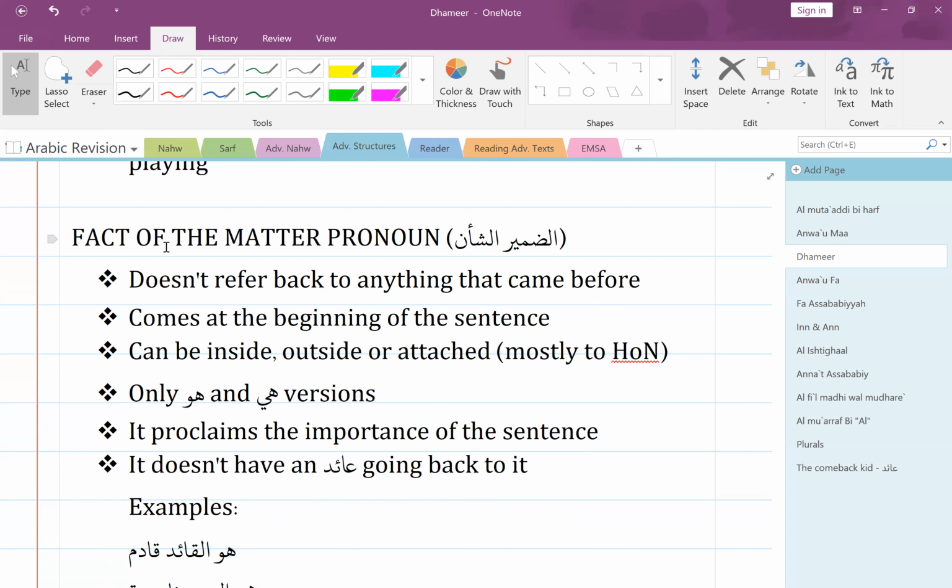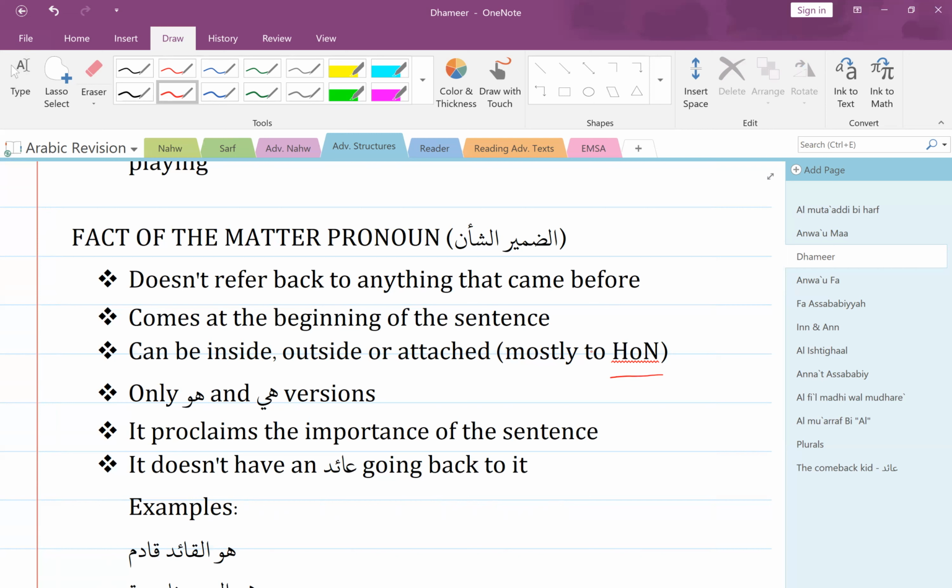But in Arabic, there's this special kind of pronoun that just comes at the beginning of sentences, and it doesn't refer to anything in particular that came before. In fact, the fact that it comes in the beginning of a sentence means it doesn't refer back to anything. So it will always come at the beginning of a sentence. It can be inside, it can be outside, it can be attached. And when it is attached, it's going to be mostly attached to a harf of nasab. For example, innahu or ka'annahu. Mostly it comes with inna. So you see something like that.